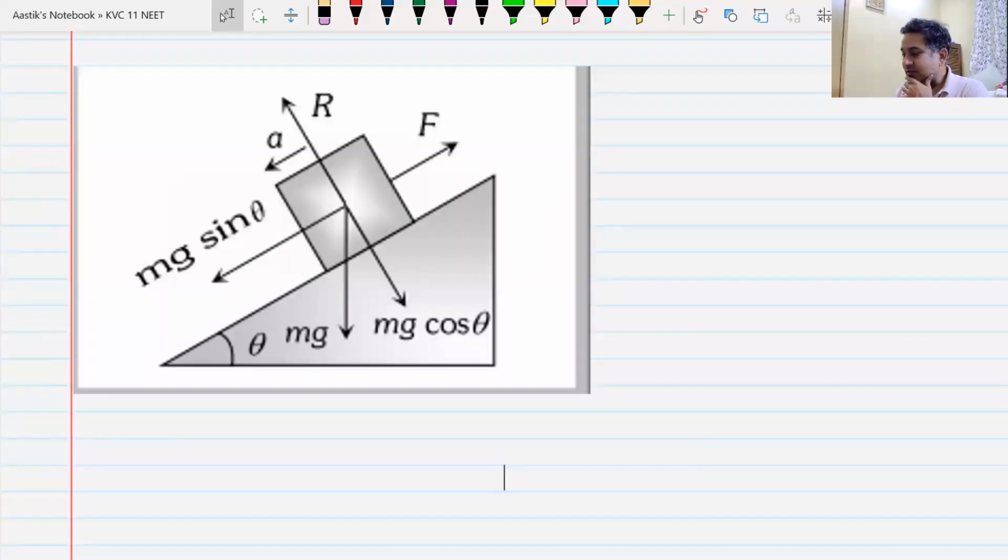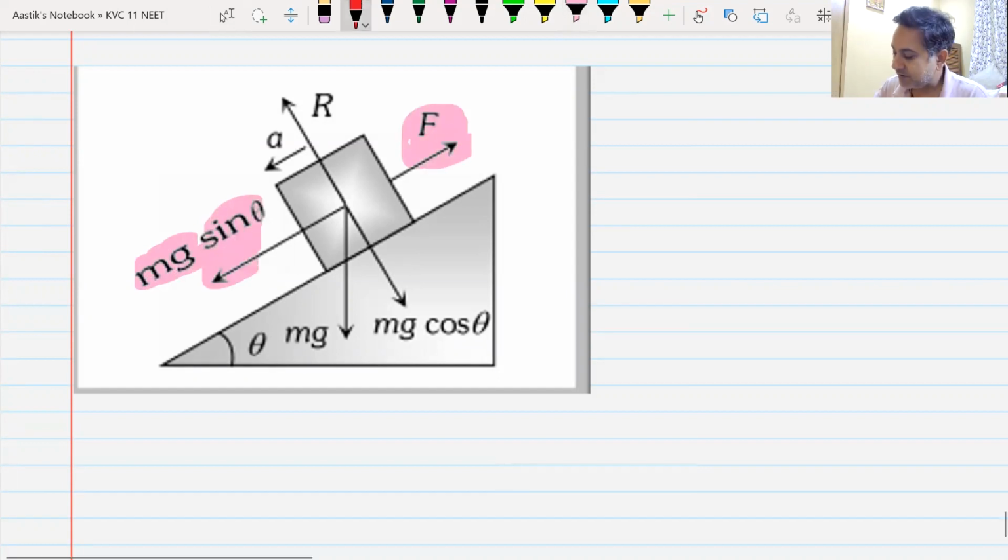Let us look at the pink case. The pink case is case number C: mg sine theta, this force, is greater than F.